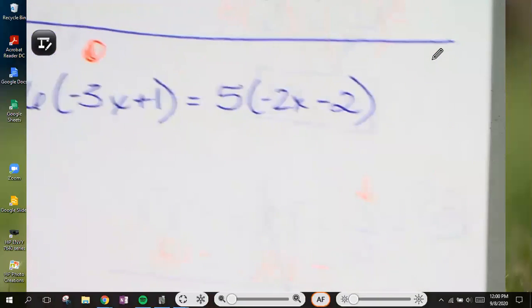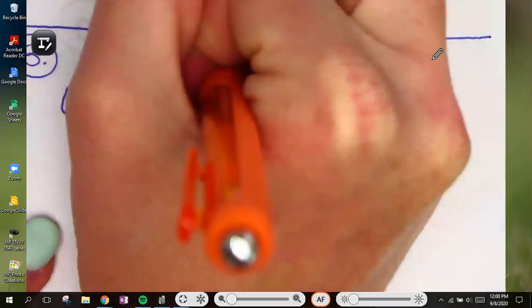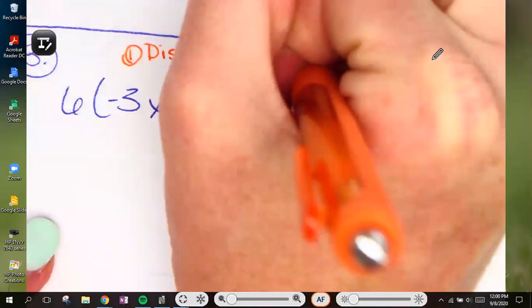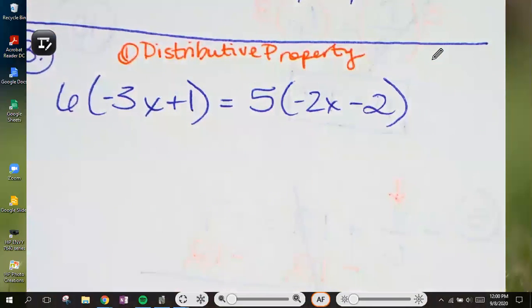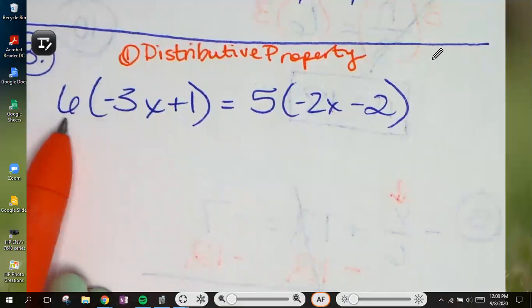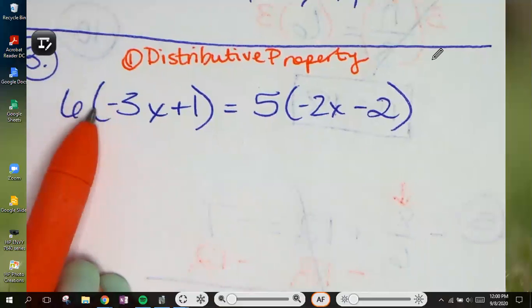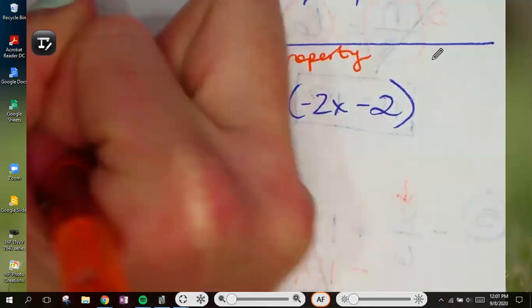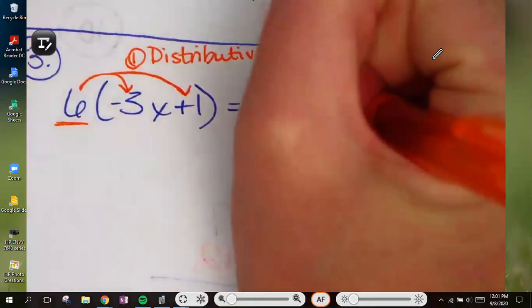I don't have any room off to the sides. Step 1, distributive property. Spell it the best you can, it doesn't matter. Okay, because we'll utilize that property a lot as we move forward. So we know that when there's a number on the outside of a parentheses, what operation are we doing? Multiplication. So we're going to take that 6 and we're going to multiply it by everything inside of the parentheses.